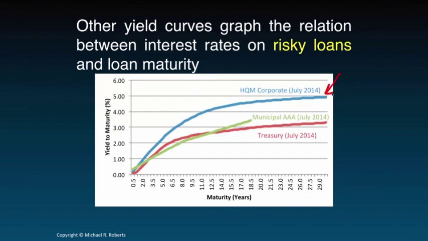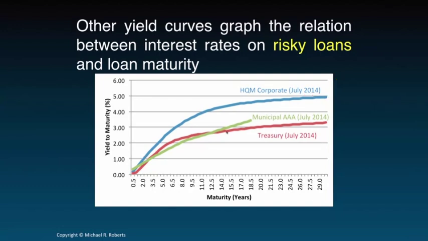The blue curve is the yield curve for high-quality corporate debt. What do I mean by high quality? That's investment grade, think BBB or higher. So when highly credit-rated firms were borrowing for, say, 29 years, it was costing them about 5% per annum, at least as of July 2014. Whereas when they're borrowing short term, say 2 years, it's a little over 1%.